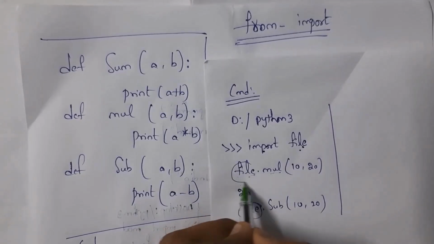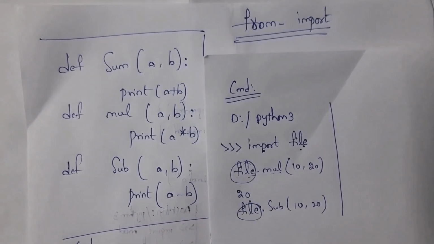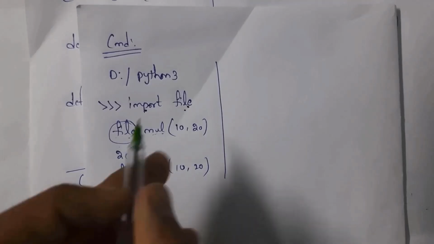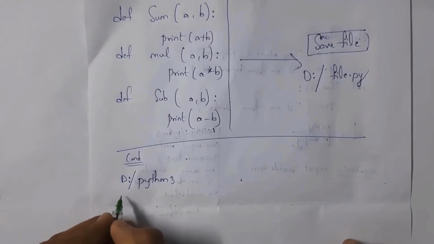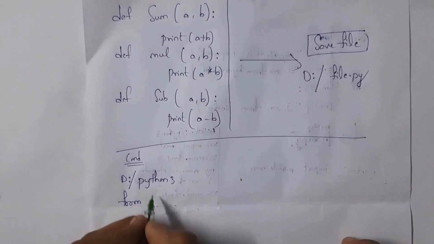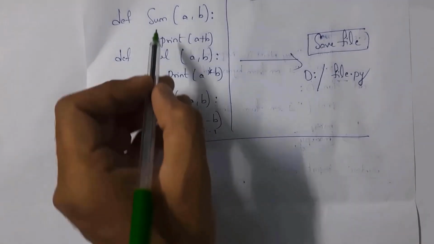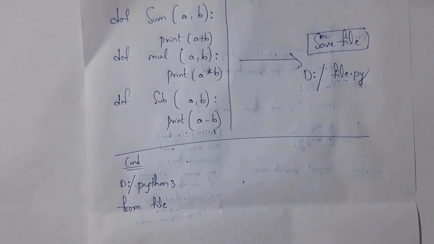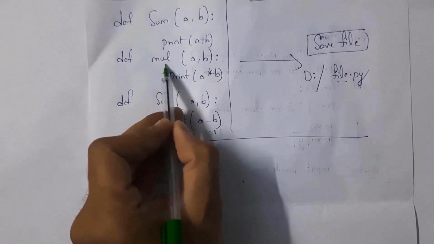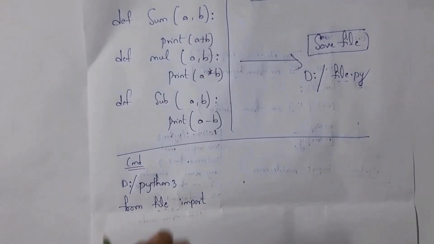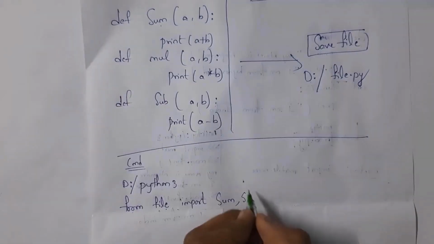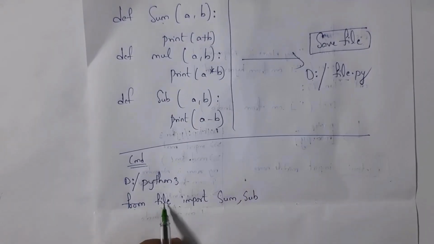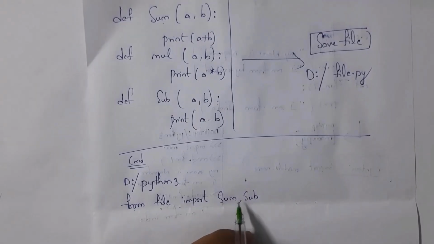Instead of including the module name again and again, you can use from and import keyword. So instead of writing like this, you can also write like this. Open Python, and here you need to write from module name, that is file. From module file I am importing functions. For example, I want to perform only addition and subtraction. There is no need of importing multiplication. So just write import, and you can import only these two functions, sum comma sub. That is, from module file I am importing function sum and function sub.